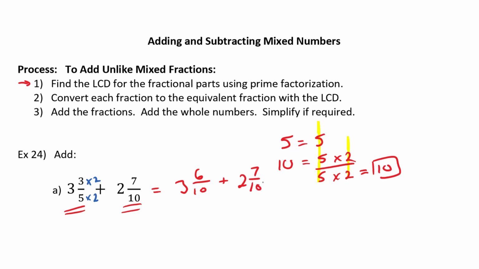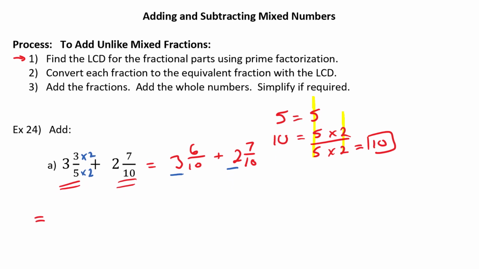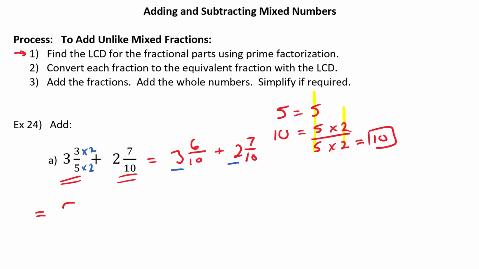Now that we have them as like fractions, with a common factor of 10, what we do is we add the whole numbers up first. 3 plus 2 is 5. And then we put them over a common denominator of 10. Remember, the denominator does not change. And then we do the math on the numerators. We're doing 6 plus 7. I'll just do that here as an extra step. And then we combine them. 6 plus 7 is 13, equals 5 and 13 over 10.